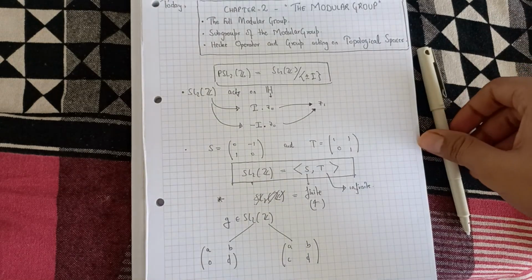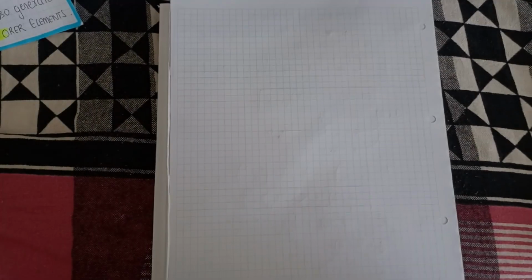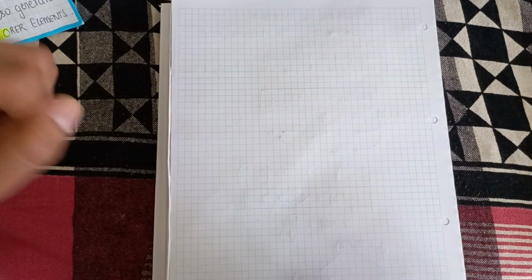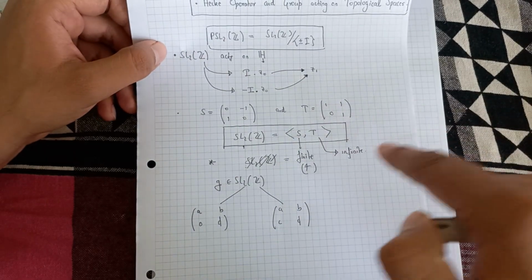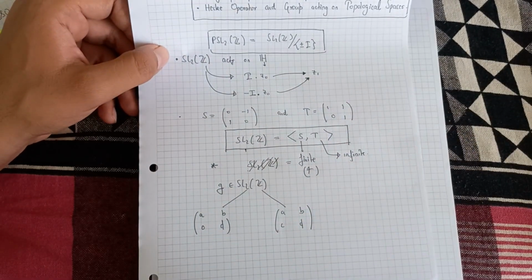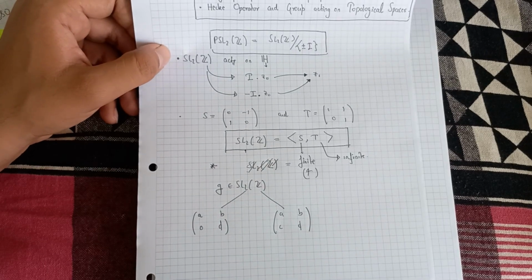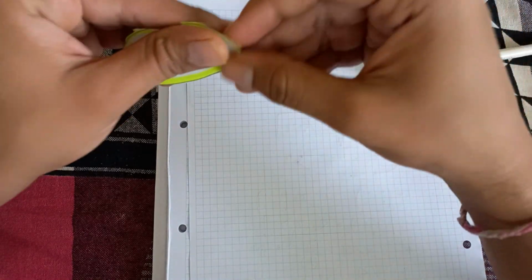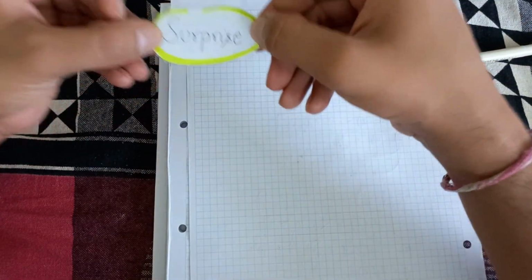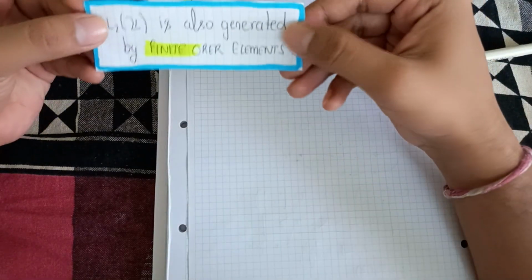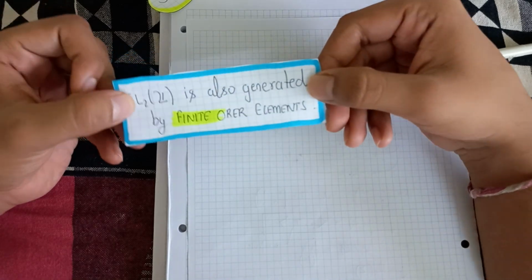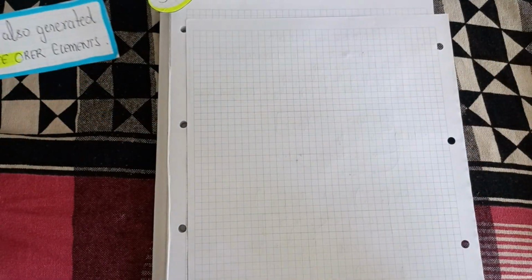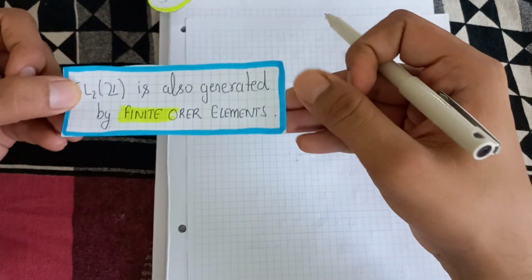And the next. So we were saying that SL2(Z) is generated by two elements, one of whose order is finite and another whose order is infinite. The next thing, which is a surprise, is that SL2(Z) is actually generated by finite order elements as well. Like both elements are finite order. So earlier one was finite, another was infinite. Yeah, I mean it is visible, right?